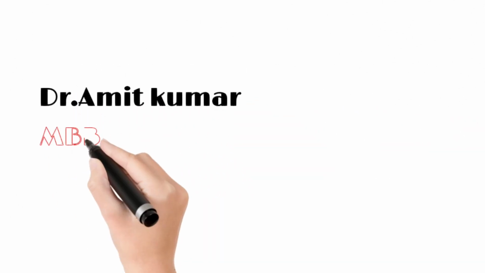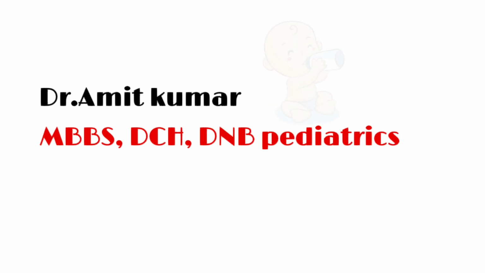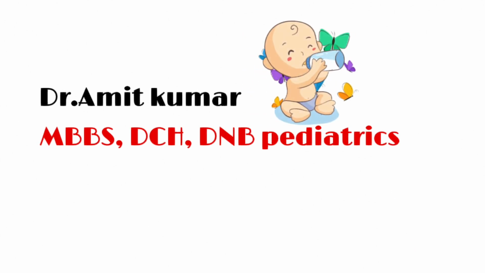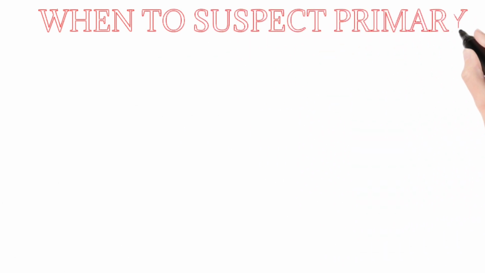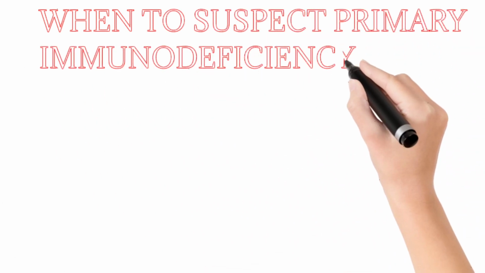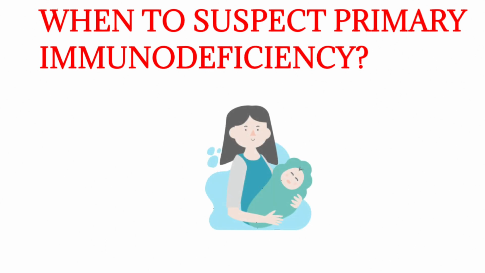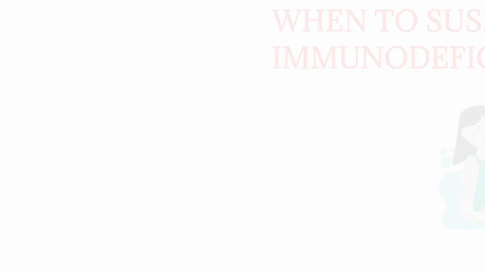Today we will discuss the approach to primary immunodeficiency. So, when to suspect primary immunodeficiency? Out of 10 points, we must have more than 2 of these.